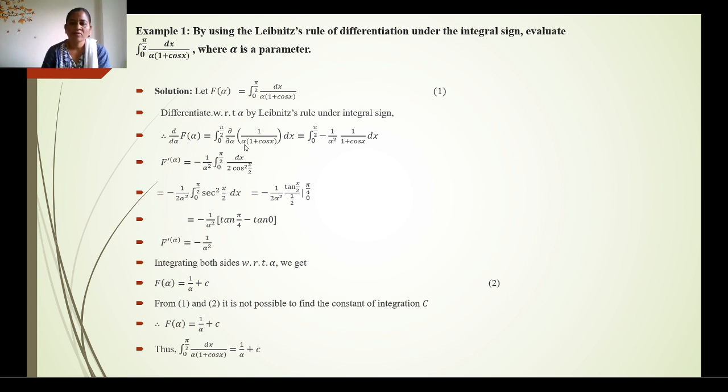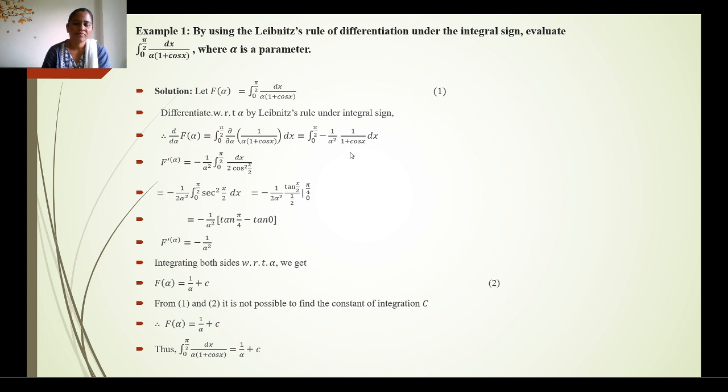Here we have to differentiate partially with respect to alpha. 1 plus cos x is a constant in the partial differentiation. So 1 by alpha is differentiated with respect to alpha. The derivative of 1 by alpha is minus 1 by alpha square. 1 divided by 1 plus cos x remains constant into dx. Then d by d alpha of f of alpha, that is f dash of alpha, is equal to minus 1 by alpha square, the integral of 0 to pi by 2 of dx by 1 plus cos x.